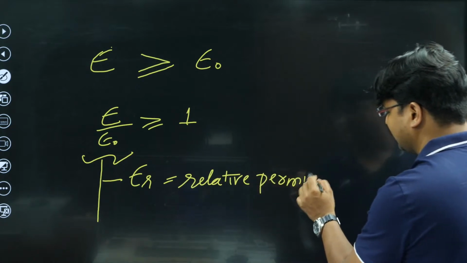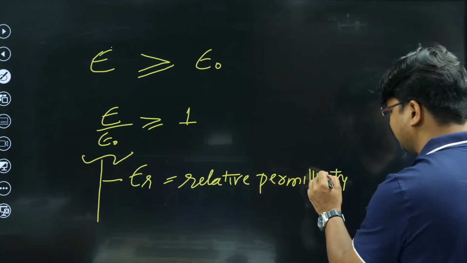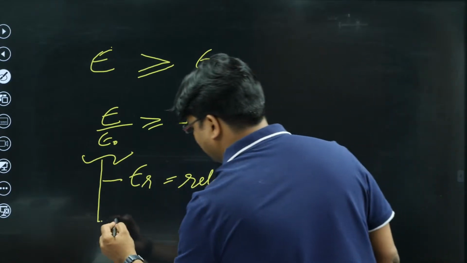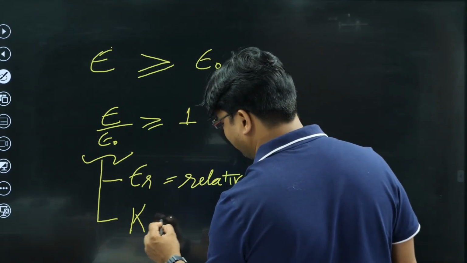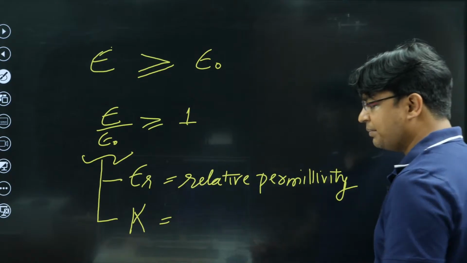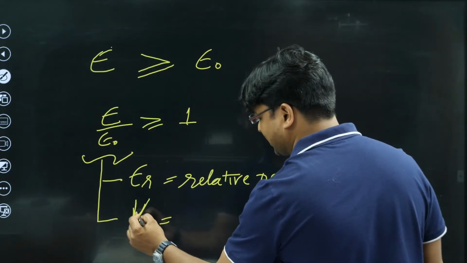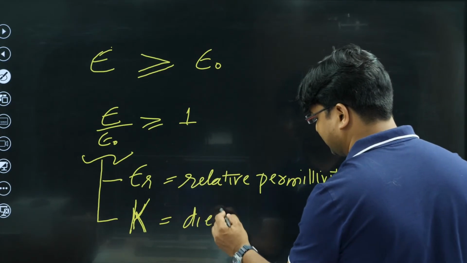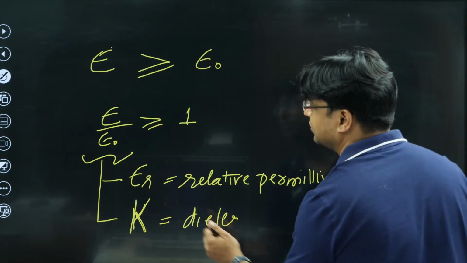And there is another name given to this. It is called dielectric constant also. And when we call it a dielectric constant, we represent it with a capital K. Okay, so this is called dielectric constant also.